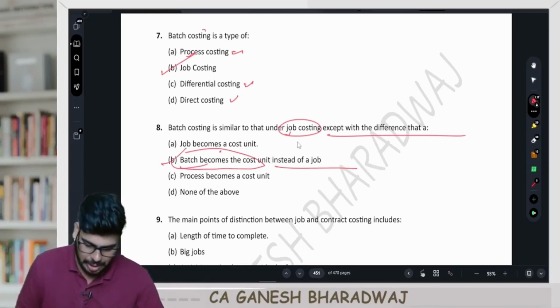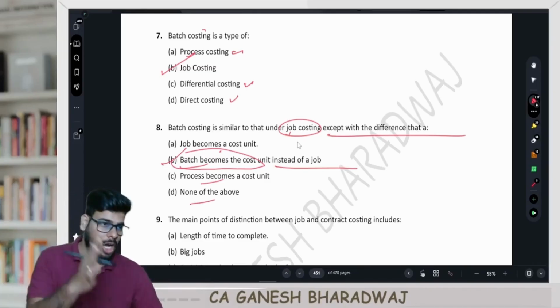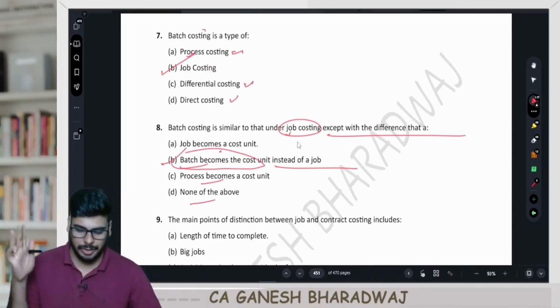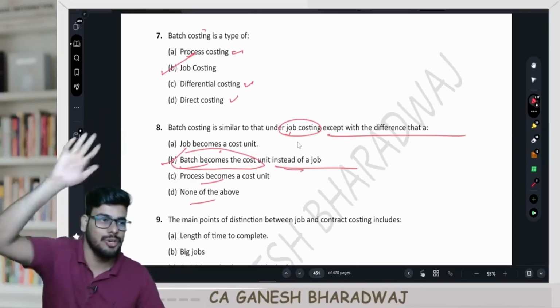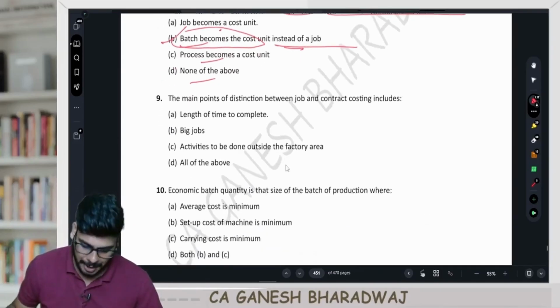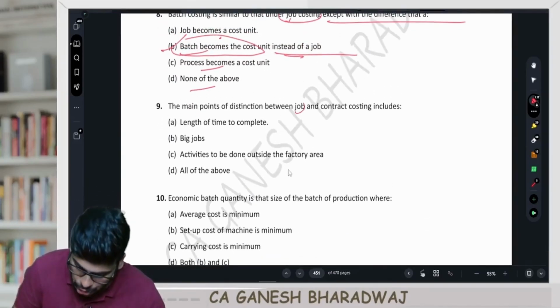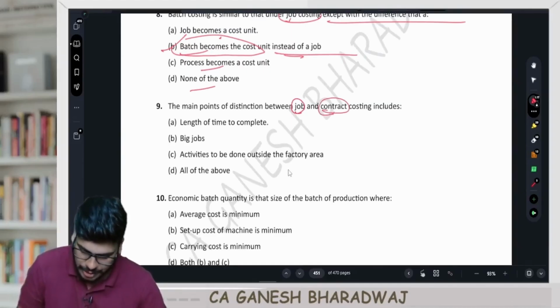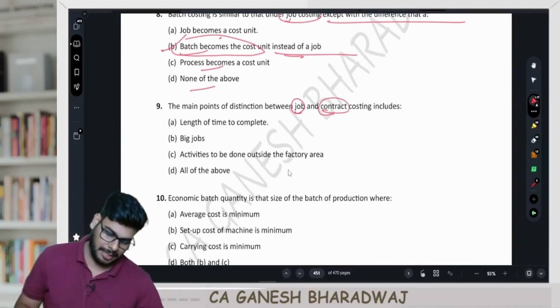Yes, right, obviously. Process, none of the above, and all is not the case. So here, a batch becomes a cost unit. Clear with this? And inside a batch, you average out. This way, it is similar to unit costing. I told you, right? Next, ninth one. The main points of distinction between job costing and contract costing includes which of the following? This is what they are asking.